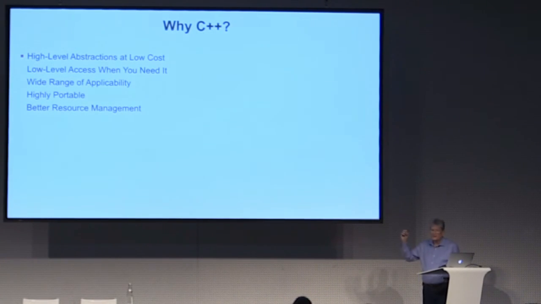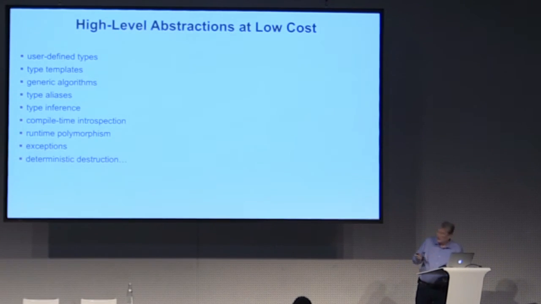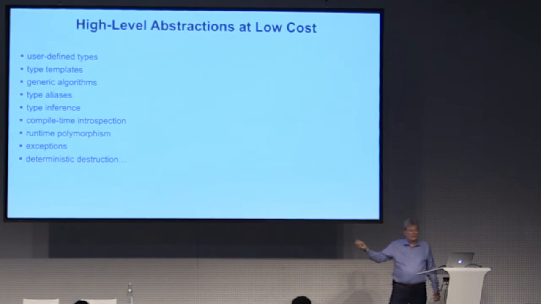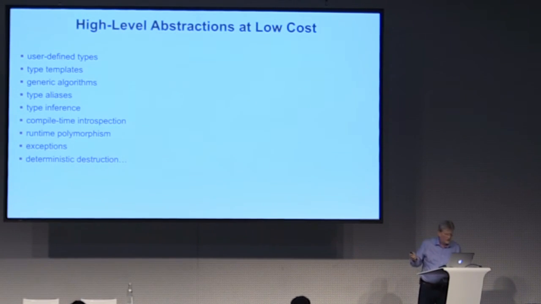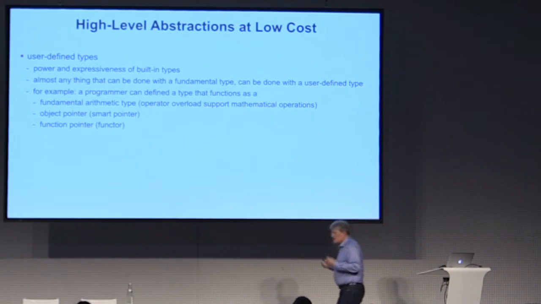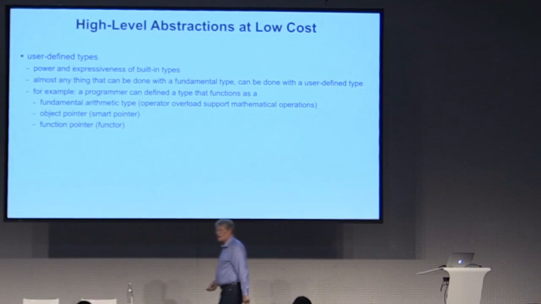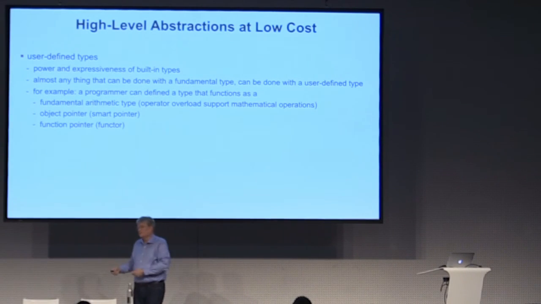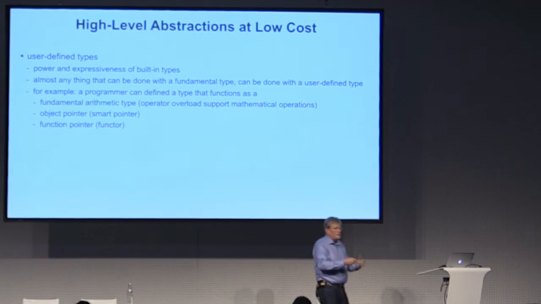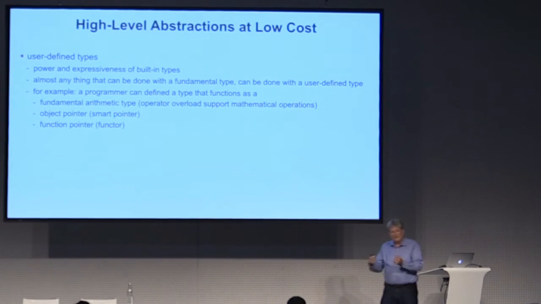I'm not going to read you all these slides of text, but the key point is high-level abstractions at low cost. We could spend time mentioning all these, but the one I do want to talk about is the first one, user-defined types. And the reason is because in C++, this is how we solve a problem. We create a new user-defined type. You have a problem, create a new user-defined type. It may be a template, it may be whatever, but that's how we solve problems.